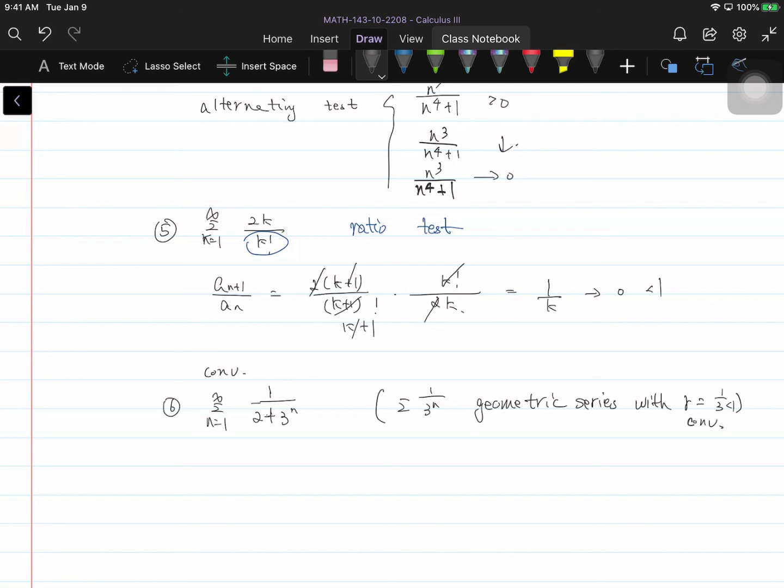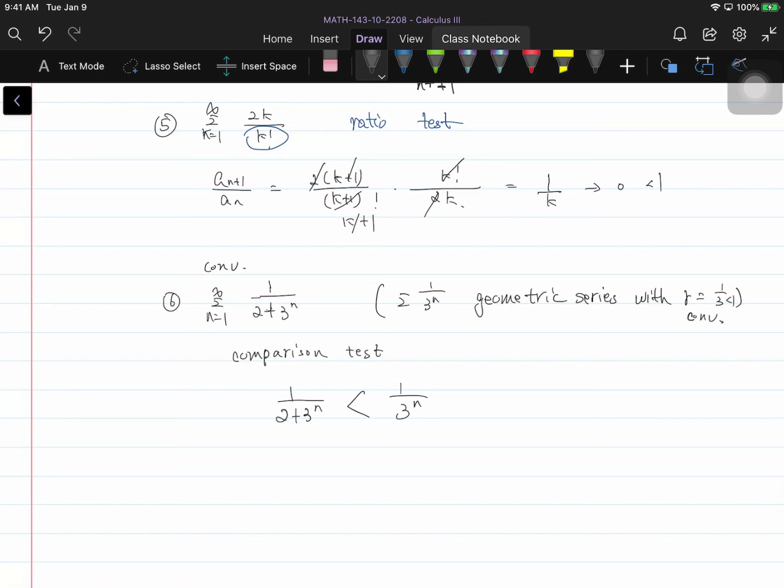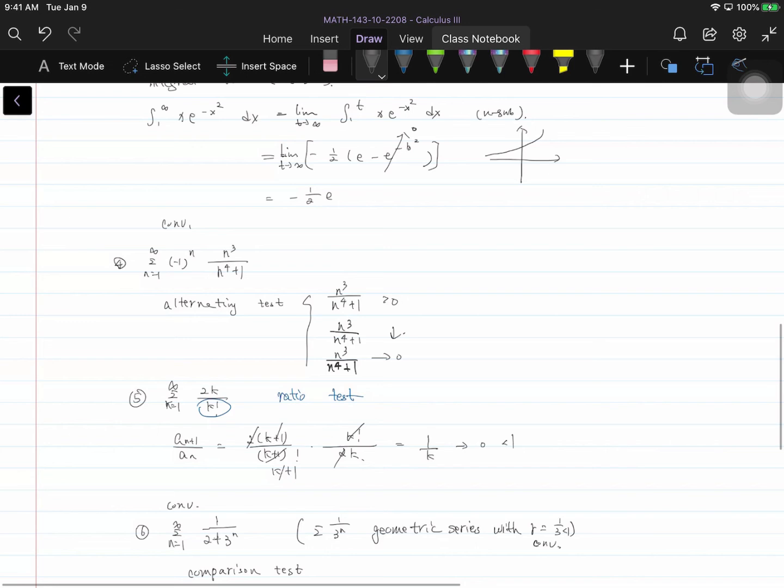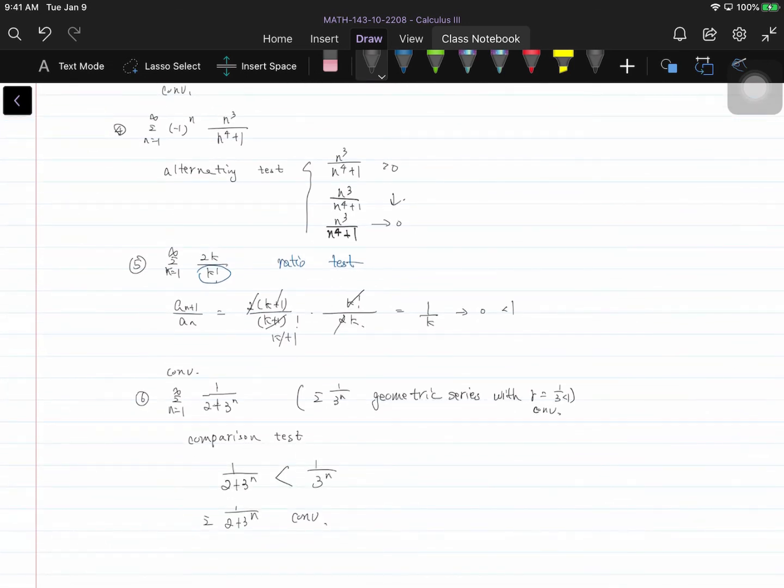So we can use the comparison test. It's 1 over 2 plus 3 to the n, compared with this term. The denominator is greater, so the whole thing is less than the geometric series, and since the bigger series converges, our series converges. Okay, so those are the tests we can use here, but there's no unique test for some series.